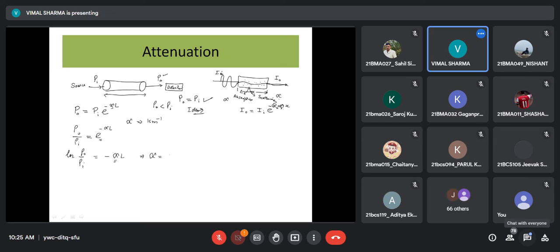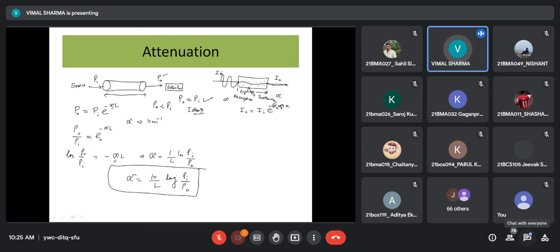It is equal to 1 over L log Pi over P naught. Minus sign is absorbed and it is written as Pi over P naught. Or we can write this to the base 10, as log of this divided by this. So this is the attenuation coefficient.